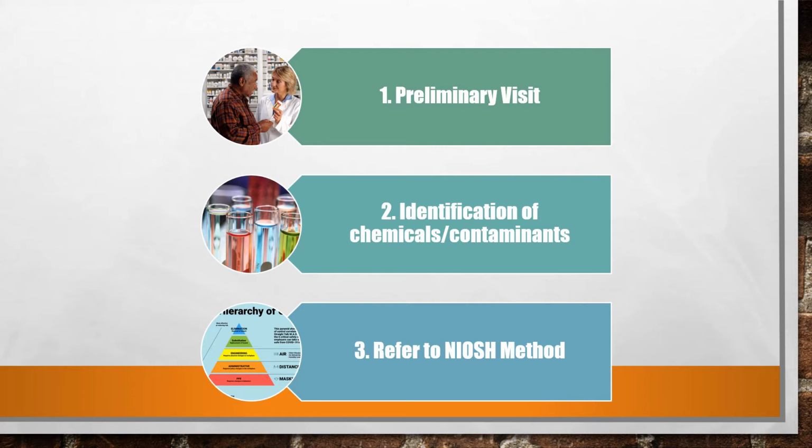The second step is identification of chemicals or contaminants. There are three categories, which are by properties, physical characteristics, and usage. For chemical properties, there are two types, which are organic and inorganic. Physical characteristics has three types: solid and liquid, gas and vapor, and particulate such as fume, mist, and dust. And by usage, they are solvents, metals, acids, bases, and also pesticides.